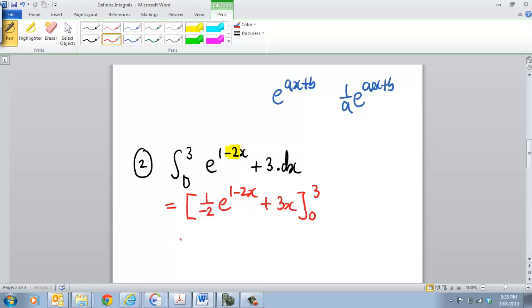So when I do my function now, if I ask you for an exact value in the question, then I'm asking you really to do it algebraically, all right, not using your calculator. So the exact answer there is going to be equal to -1/2 e to the 1 take 2 times by 3 plus 3 times by 3, take away -1/2 e to the 1 take 2 times by 0 plus 3 times by 0.